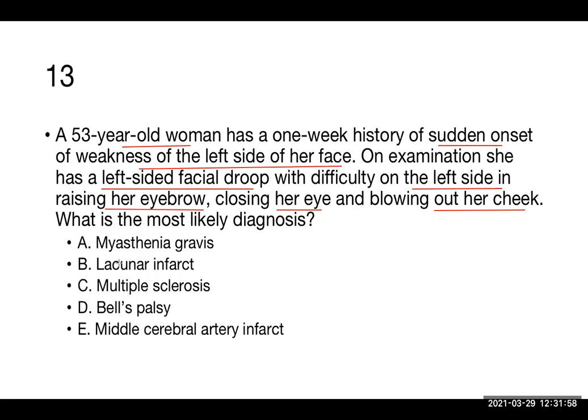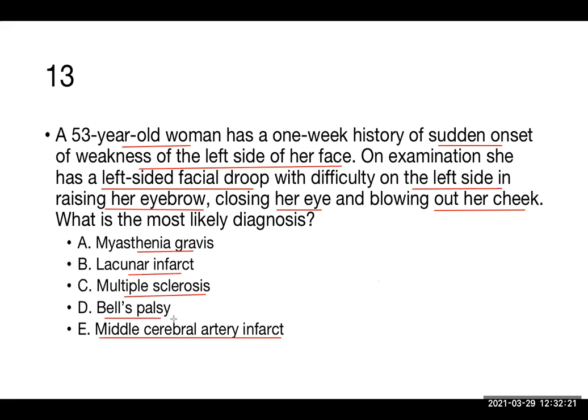A straightforward case again. Is it myasthenia gravis? Is it lacunar infarct, which occurs inside the brain? Is it multiple sclerosis, a type of autoimmune disease? Is it Bell's palsy, which is an idiopathic condition? Or is it middle cerebral artery infarction? D. Bell's palsy.